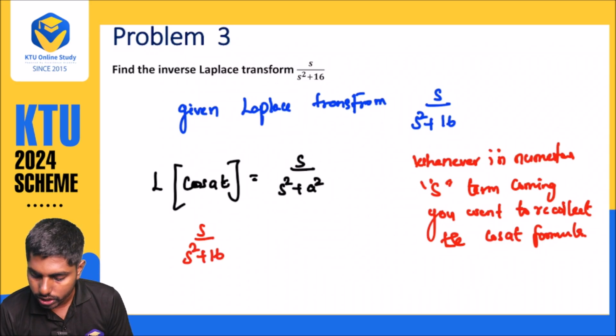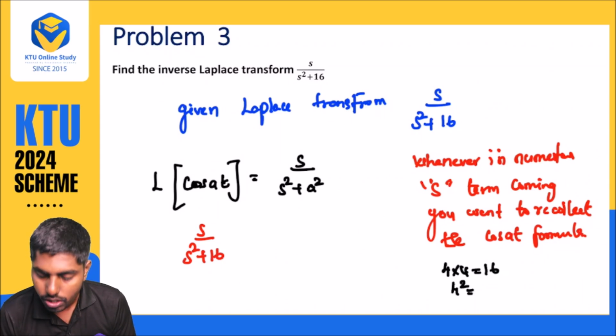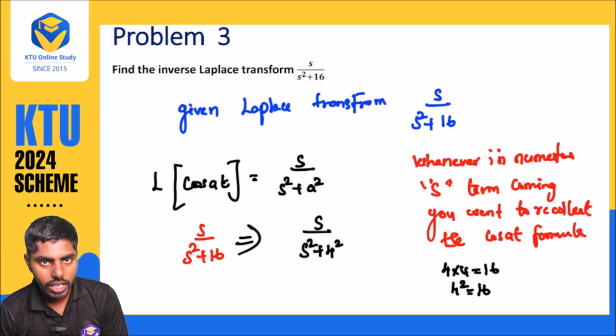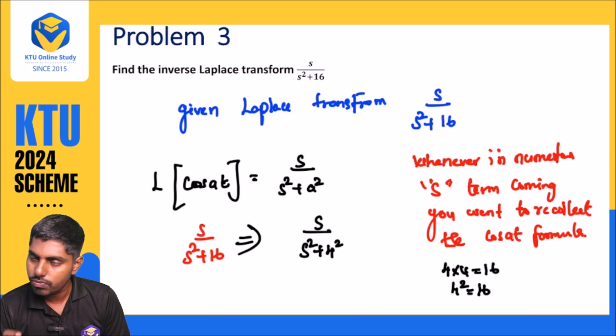But we know one thing. What is 4 into 4? 4 into 4 is 16. That means we can say it is nothing but 4 square. 4 square is nothing but 16. So we can rearrange this into x divided by x square plus 4 square. Can we write it this way? x divided by x square plus 4 square. That is, 16 is converted into 4 square.